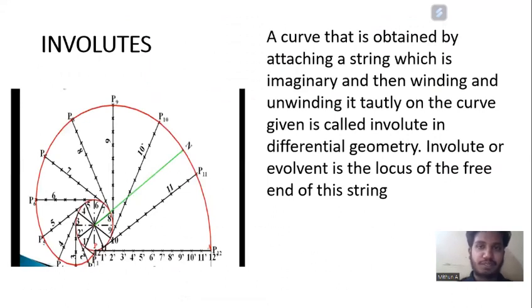So, involutes. A curve that is obtained by attaching an imaginary string and then winding and unwinding it tautly on the curve is given by the involute in differential geometry. The involute is the locus of the free end of this string.